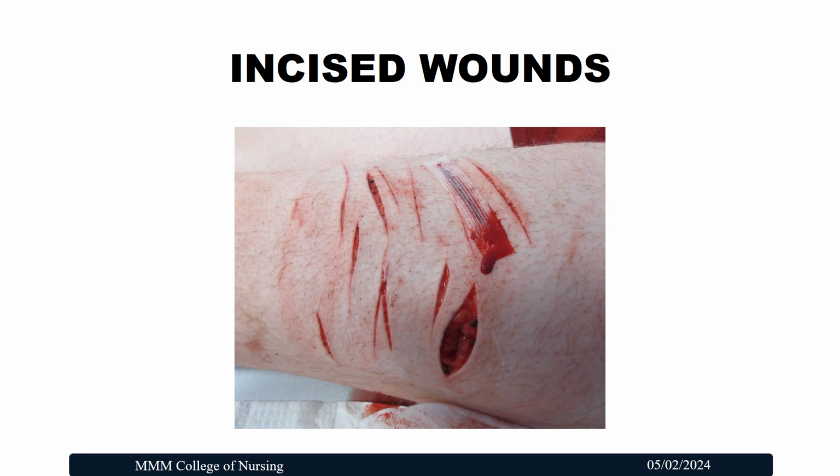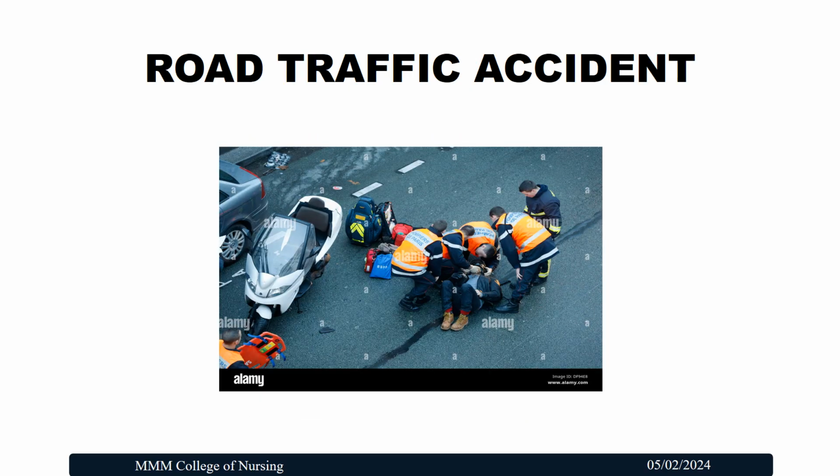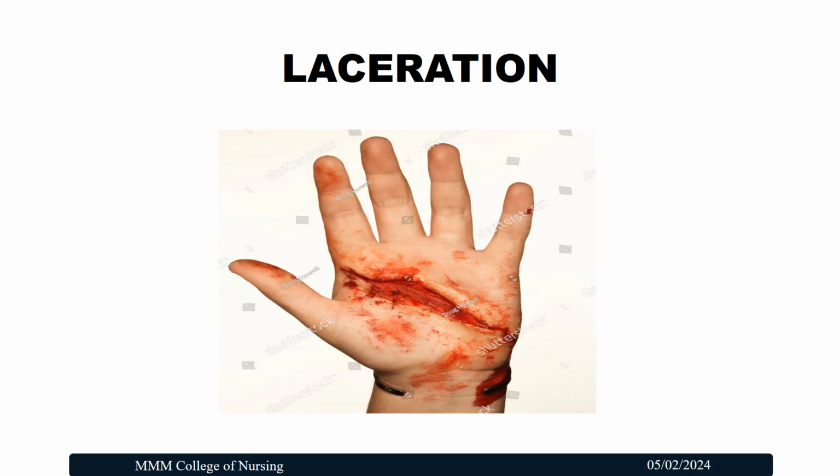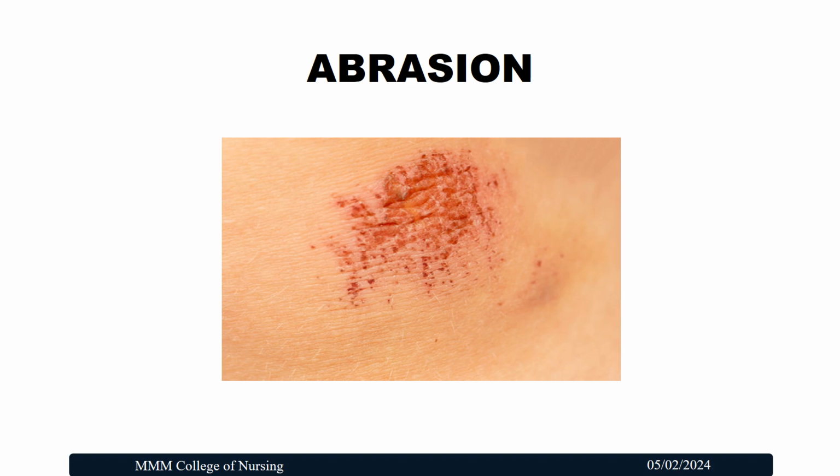So here I have displayed some pictures for the causes. This picture is the incised wounds. Incised wounds is nothing but if there is any cut with the sharp objects. So this picture indicates the gunshot wounds. This picture is if the person has met with a road traffic accident, there is a rapid bleeding. This is laceration. This is contusion. And this is abrasion.